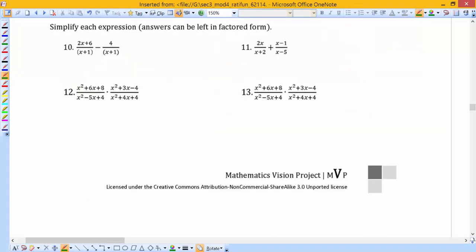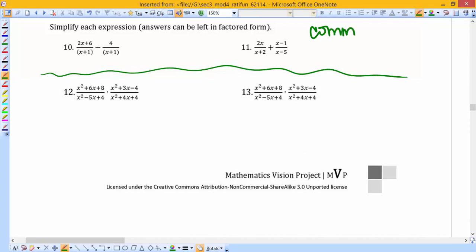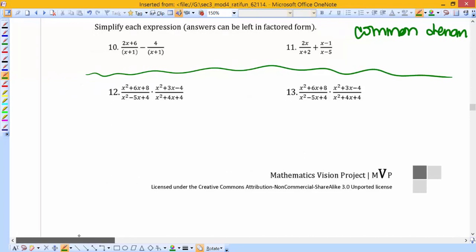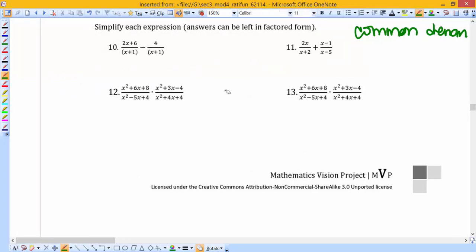In this next portion, what I do here might actually help you answer those 3 previous questions. Simplify each expression. With adding and subtracting, so in these first 2, please remember to get a common denominator. That's always been the case with fractions. Anytime you add or subtract, you must get a common denominator. Why don't I go ahead and do number 10 for you guys?